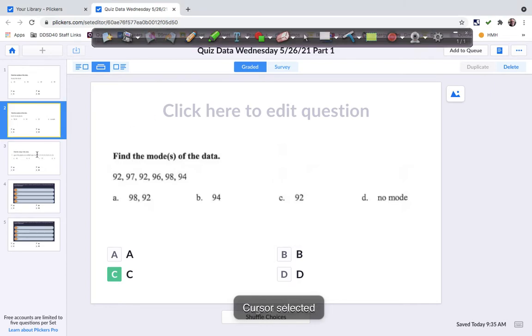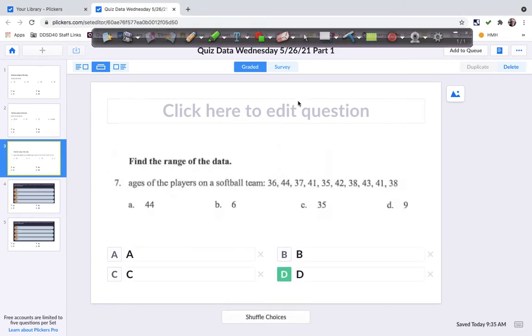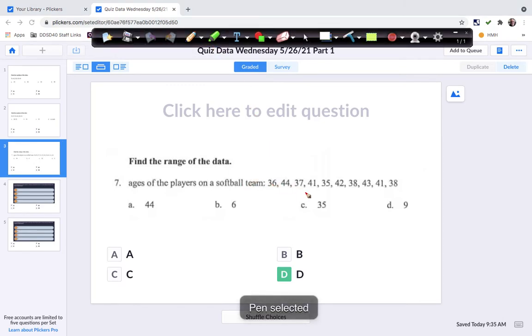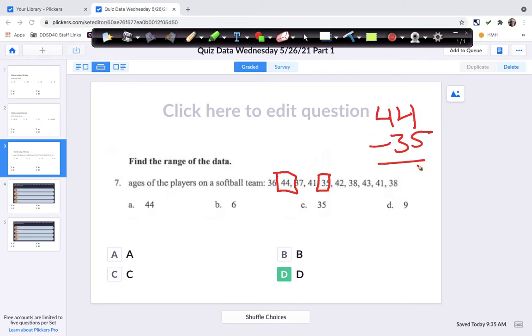All right, the third problem. Find the range. So the range goes from the smallest number, which is 35, and it ranges up to a 44. So 44 minus 35 is 9. So 9 is the range. That is right there, 9.